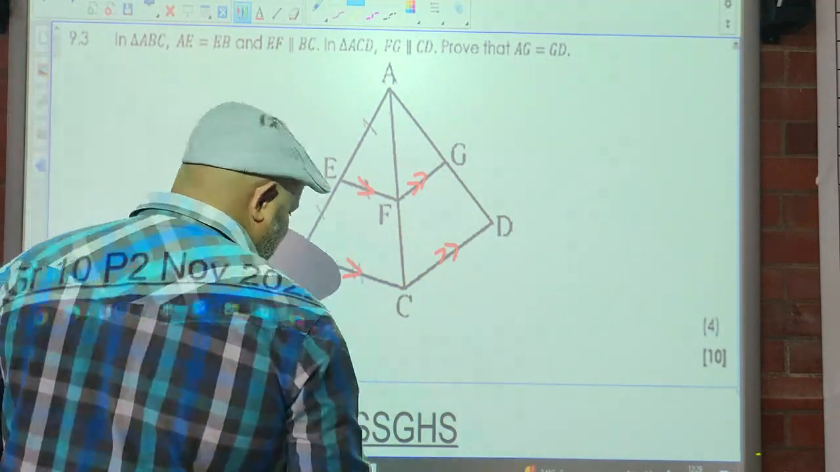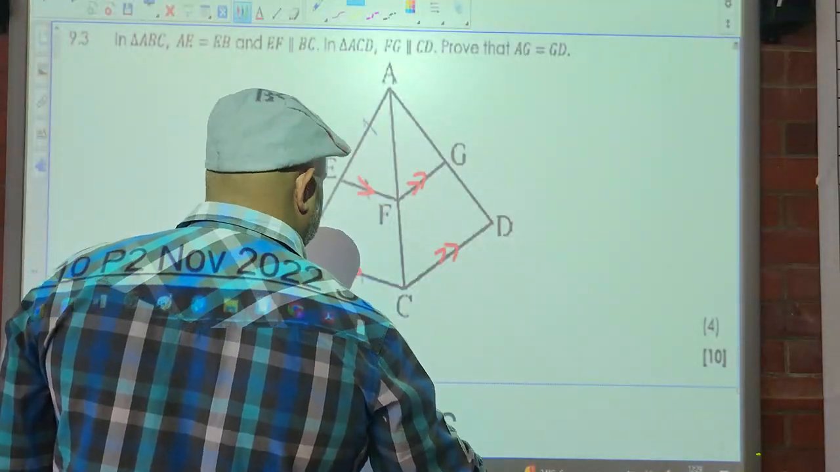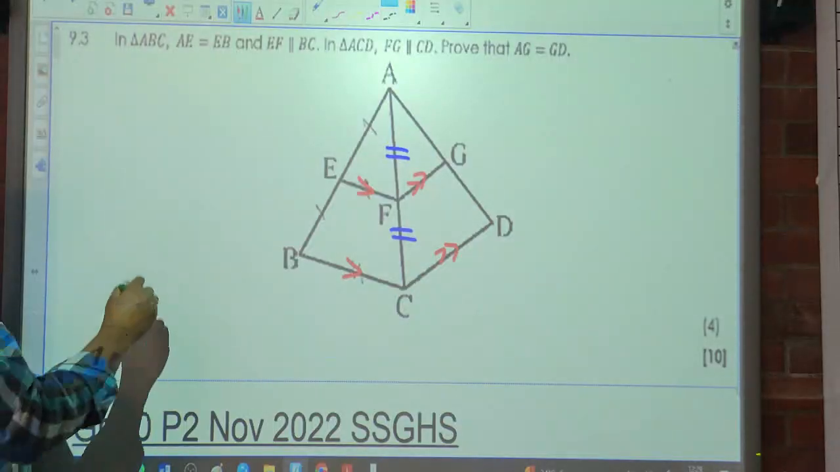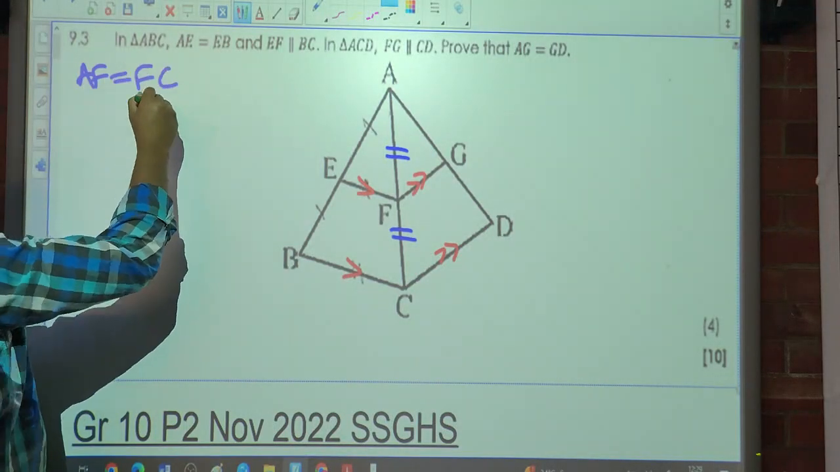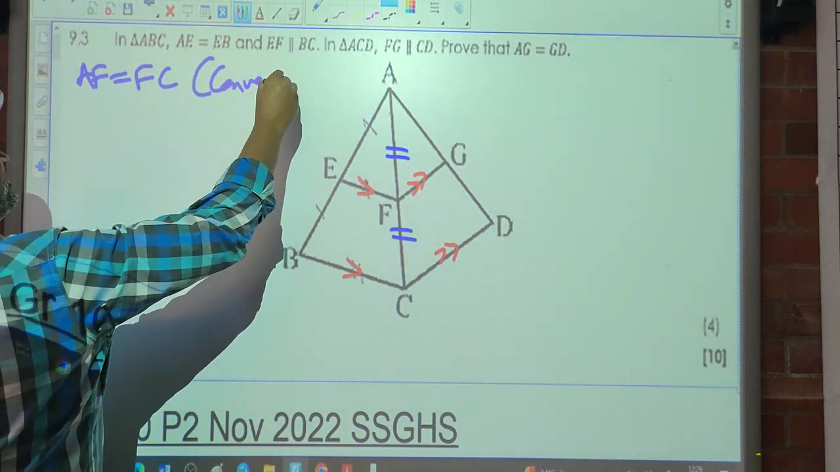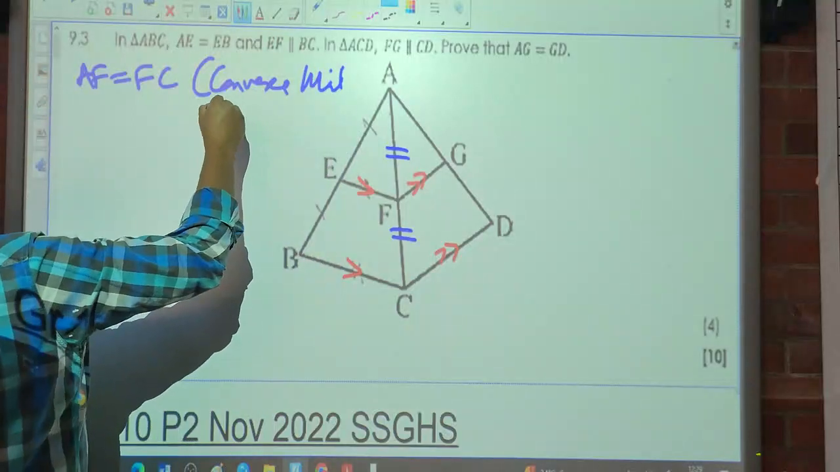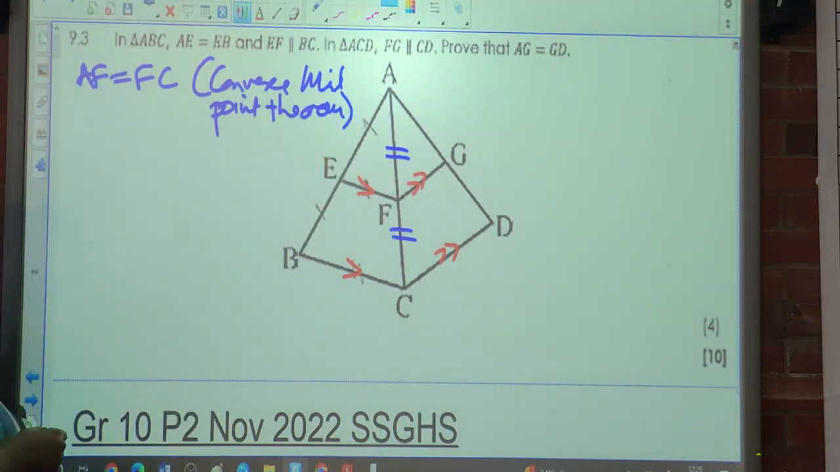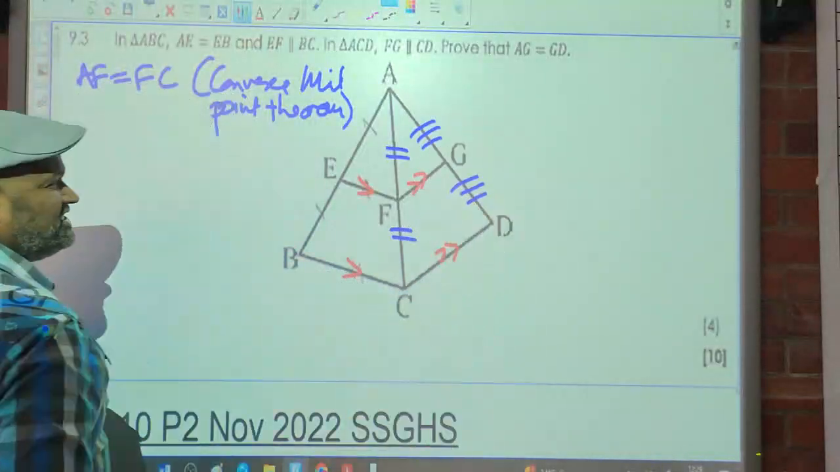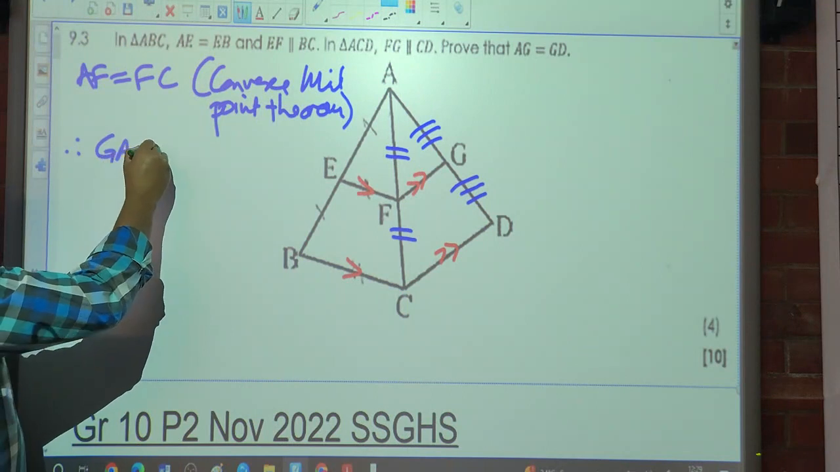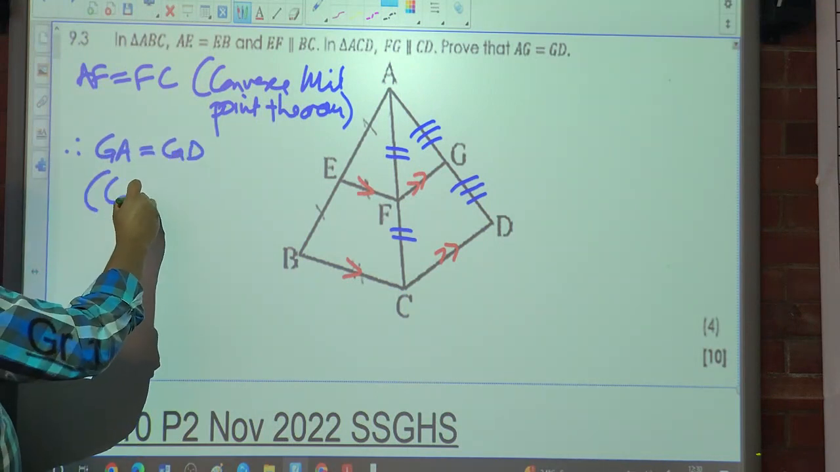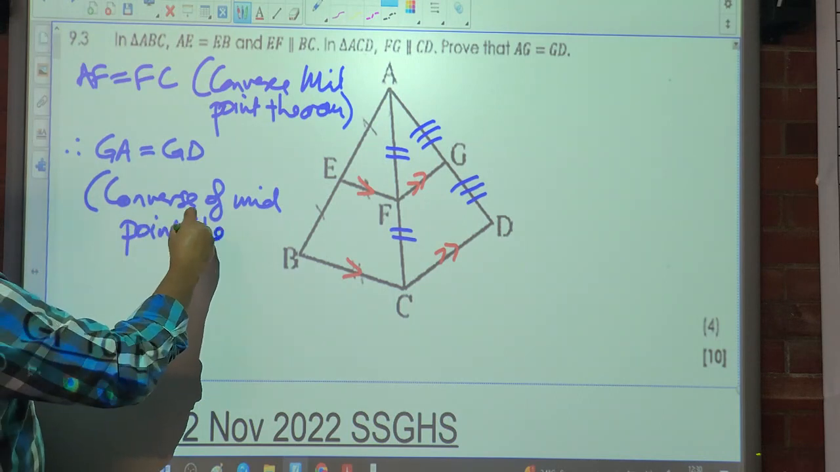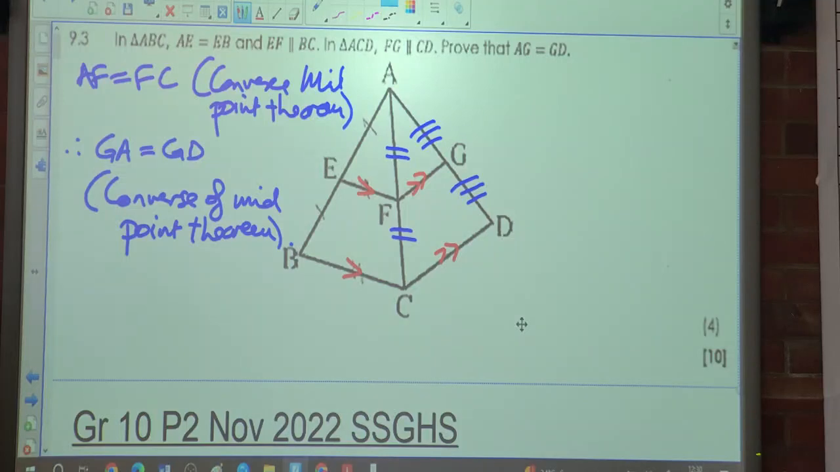But we know that AF is equal to FC. Why? The converse of the midpoint theorem here. So those lengths are equal, and then in turn those lengths are equal. So therefore, AG is equal to GD. Why? Again, converse of midpoint theorem. Okay, it is so easy.